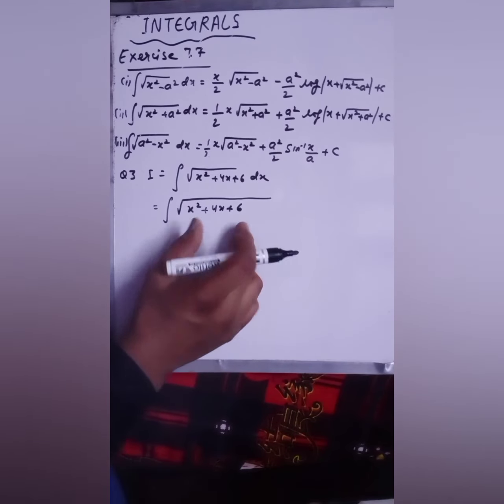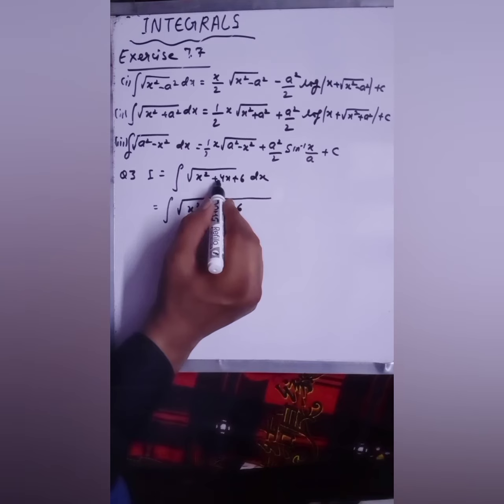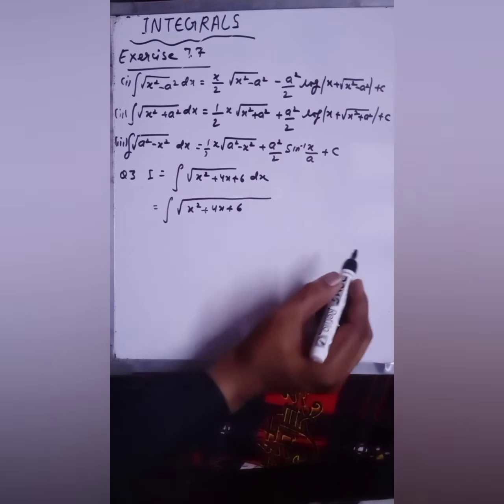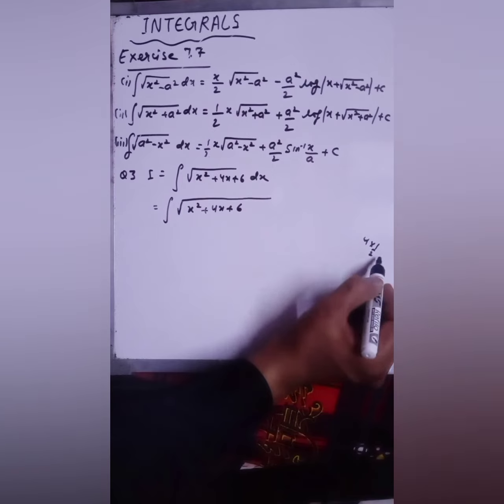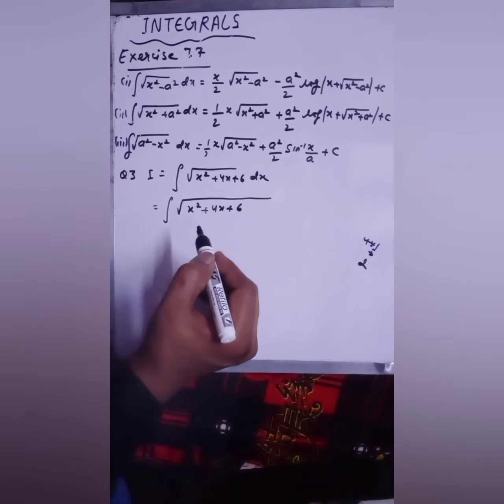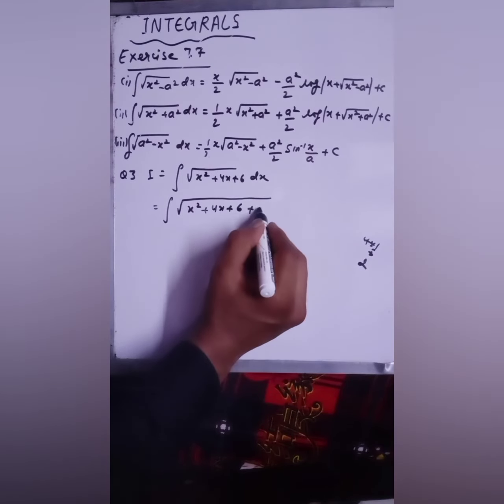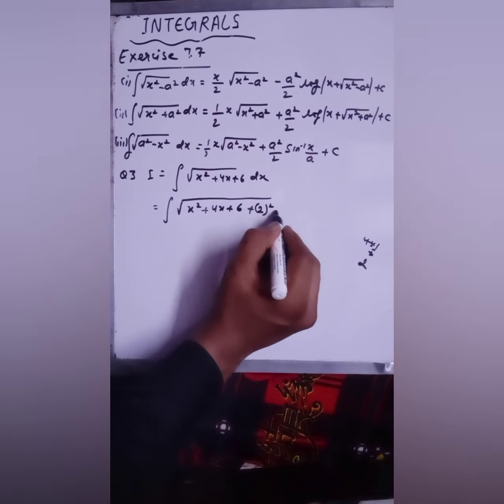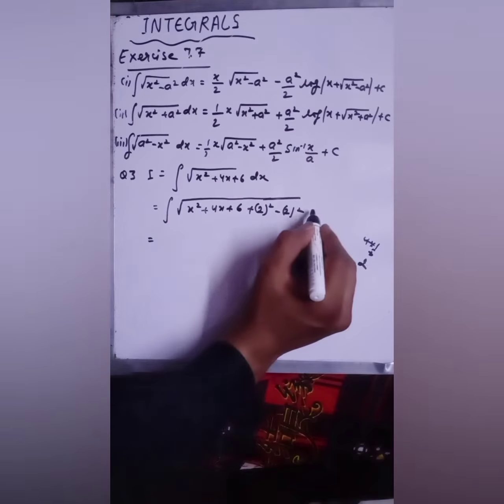So what we used to do is take the coefficient of x, whatever it is, here 4 is coming. So we multiply it by half. 4 into half, you will get 2 only. So add the square of this number and subtract the square of this number, into dx.